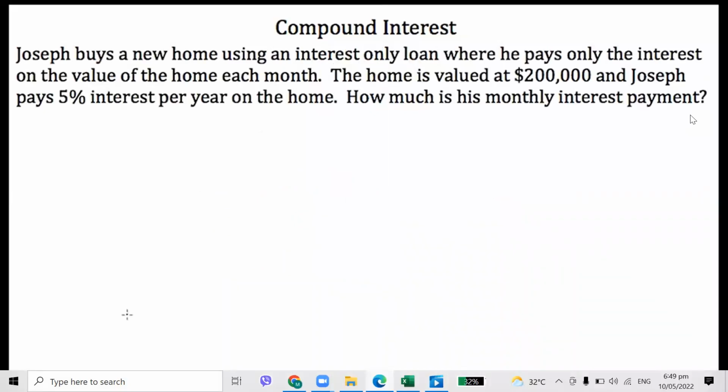Here Joseph buys a new home using an interest-only loan where he pays only the interest on the value of the home each month. The home is valued at $200,000 and Joseph pays 5% interest per year on the home. So how much is his monthly interest payment? Well, we're going to use our simple interest formula. I is equal to PRT. In this case, our principal P, this is the initial value of the home loan, which is $200,000.